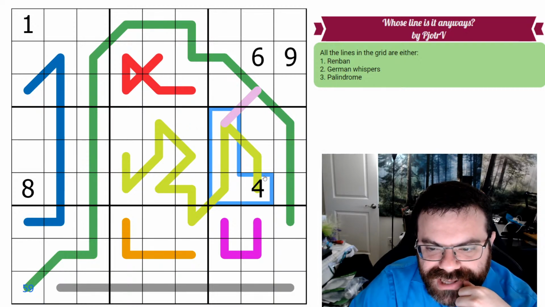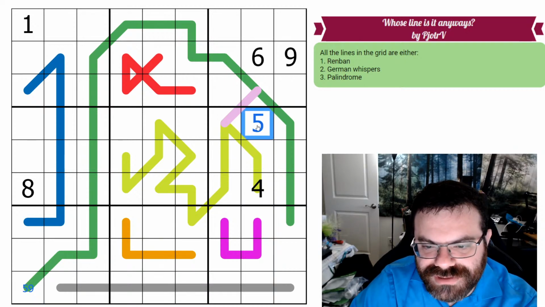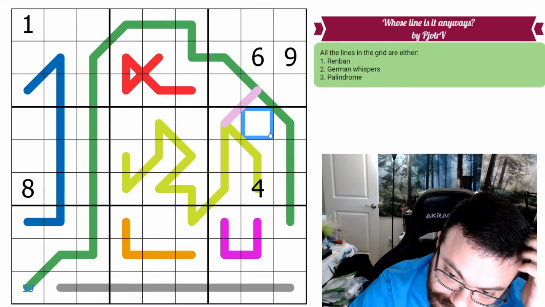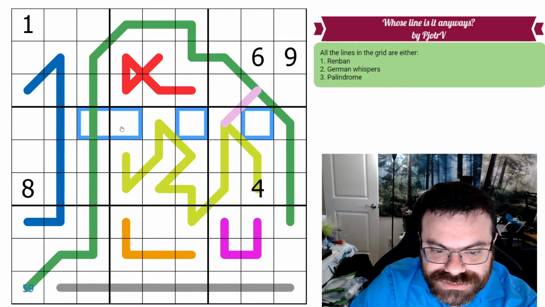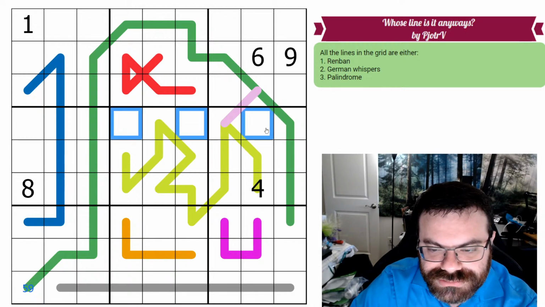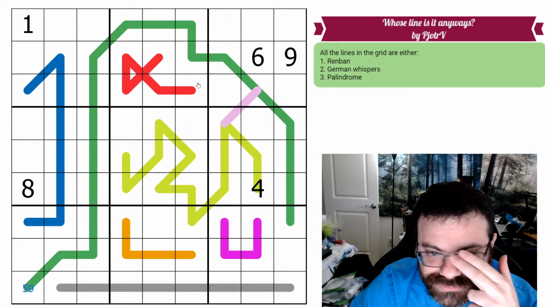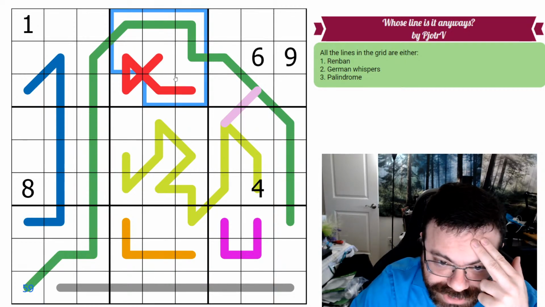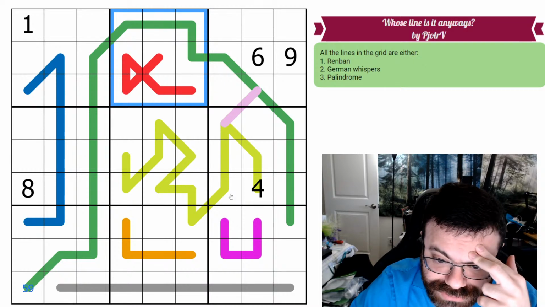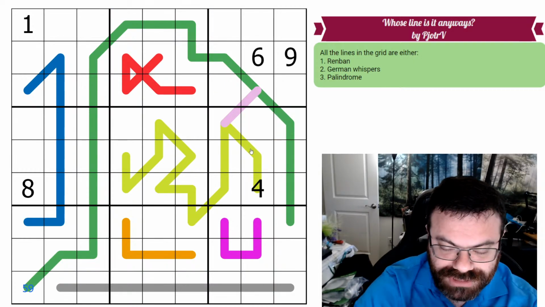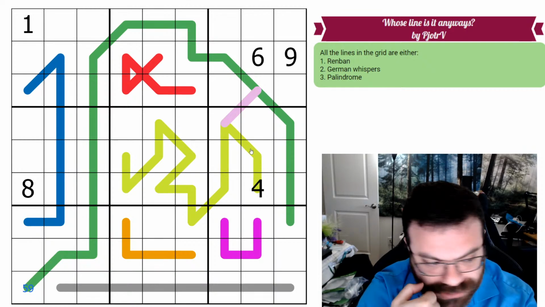Okay, yeah, if both lime and green were German whispers, we could put a 5 here for the box, but then now there's nowhere to put a 5 in box 4. So these 5s would conflict. I get it. So both red and green are not whispers. Lime and green are not whispers. Or one of them is not whispers, at least.